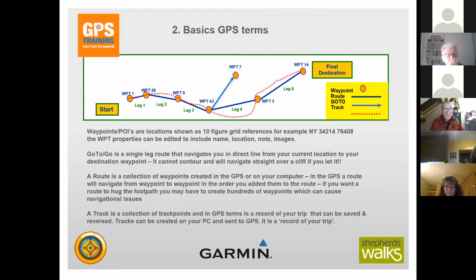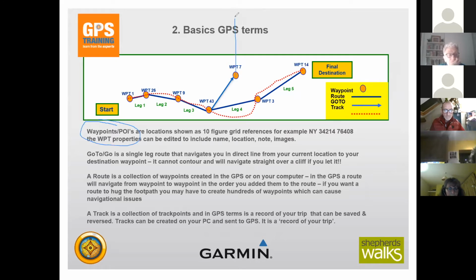So just basic terminology is what we've got to look at. What is a waypoint, what is a go-to, what is a route, and finally, what is a track. Apologies if you've been on a course or a webinar in the past, but we just need to get everybody's knowledge to a base level, then we can make a start of the day. So first of all, what is a waypoint or a POI?